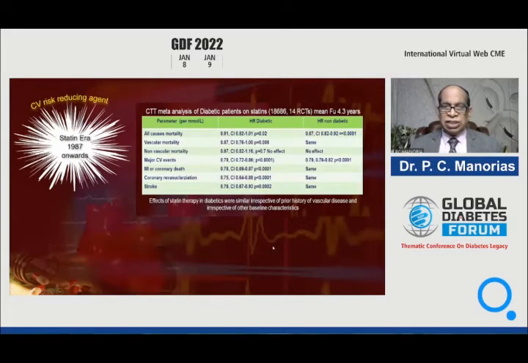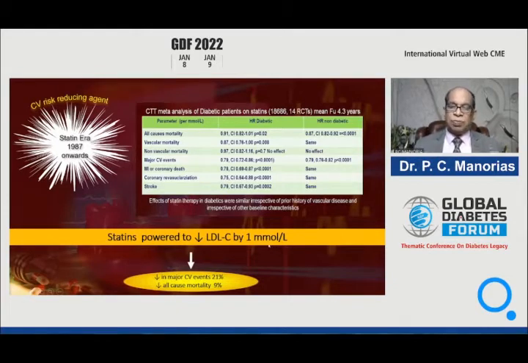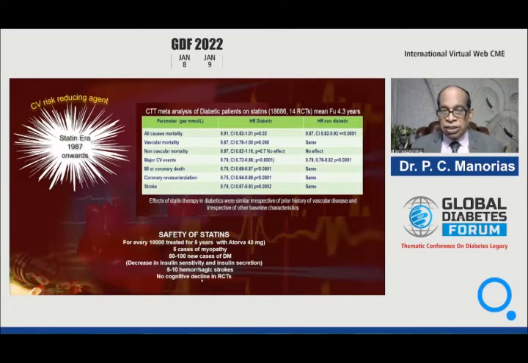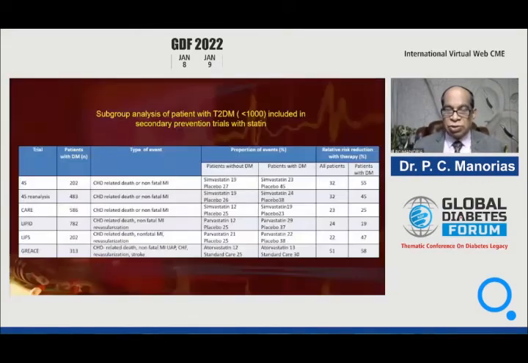Now, we have already witnessed this statin era for so many years, and the key feature of statins is that they are powered to decrease LDL by 1 millimole irrespective of the baseline LDL, and they roughly produce a reduction in the cardiovascular events by 21%, and all-cause mortality is reduced by 9%, and vascular mortality by 13%. And they are very, very safe agents because side effects are very, very rare, as you can see. And for ASCVD, if it is documented, it has to be a high-intensity statin, atorvastatin or rosuvastatin 40. These are the subgroup analyses of secondary prevention trials, and all of us are familiar with.